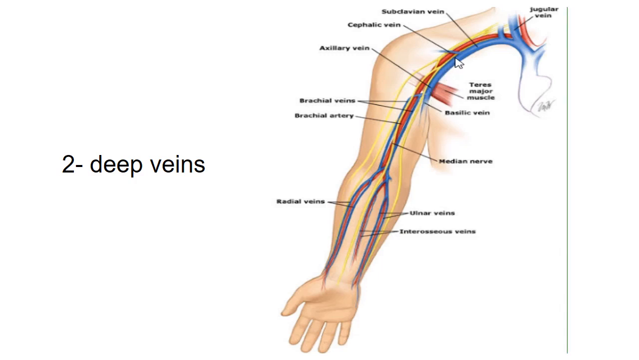This axillary vein receives the drainage of the cephalic vein, this one, which comes from the lateral aspect of the forearm and arm. It drains into the axillary vein. This axillary vein, at the outer border of the first rib or beyond the outer border of the first rib, then continues as the subclavian vein, this one.